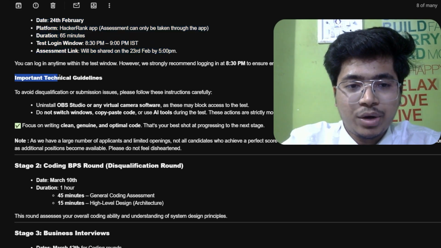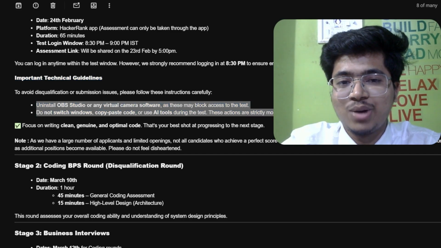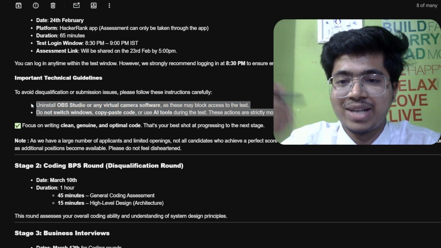Now about the important technical guidelines, they gave me all those guidelines. They also gave me guidelines to uninstall OBS Studio or any other virtual camera software, like the camera software that I am using right now.